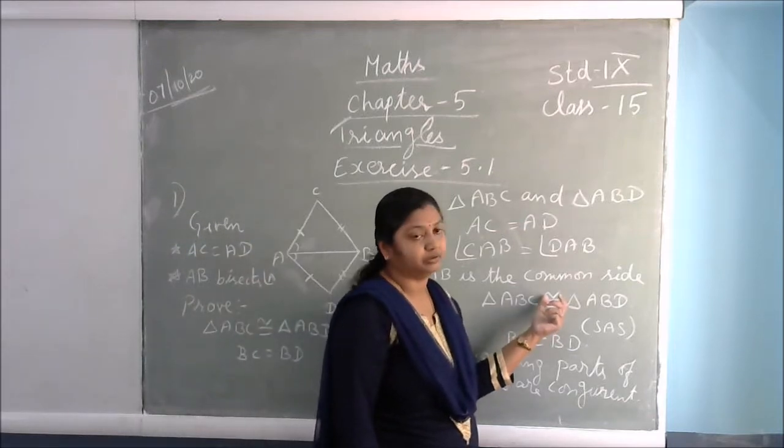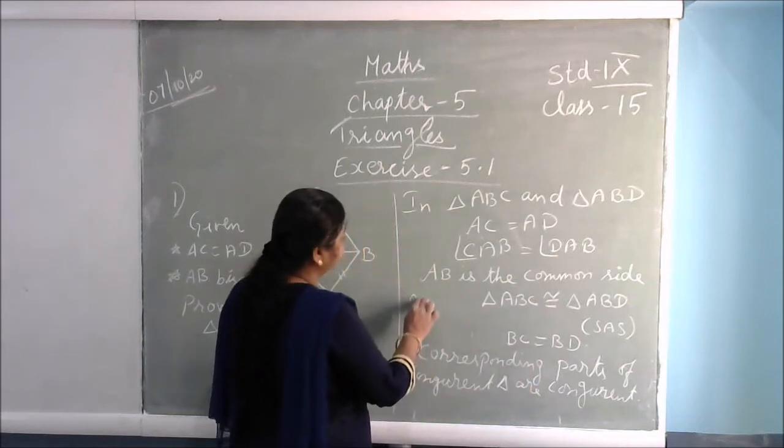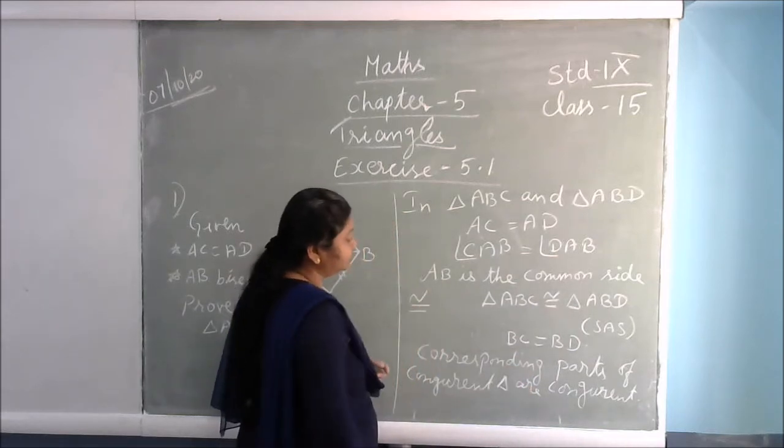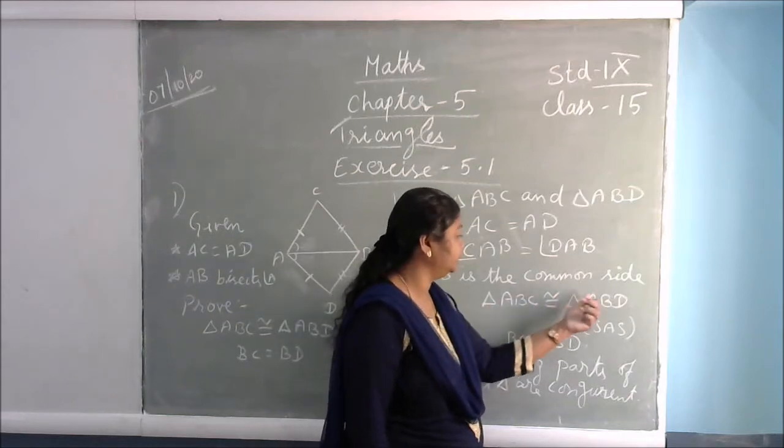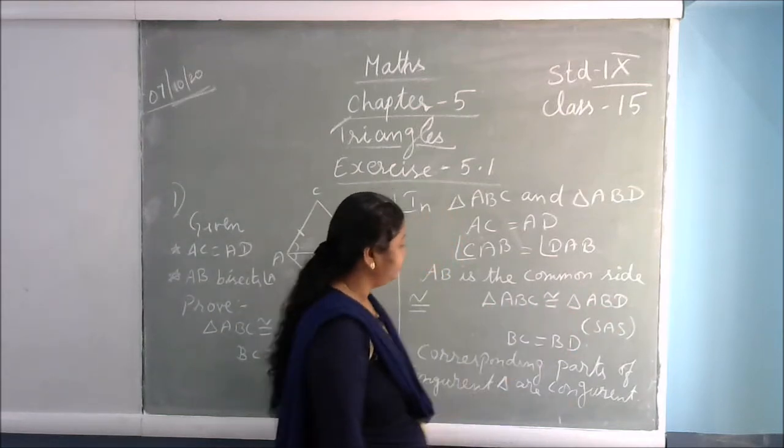Congruent sign is this one. What is the congruent sign? This is the sign of congruence. So, triangle ABC is congruent to triangle ABD.